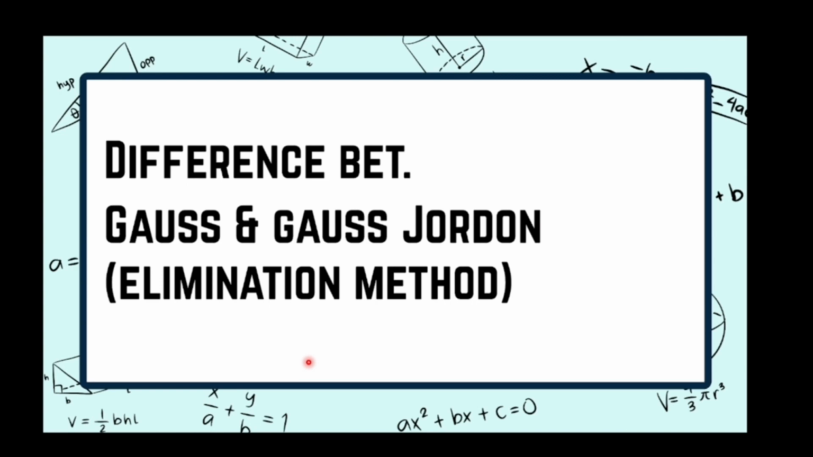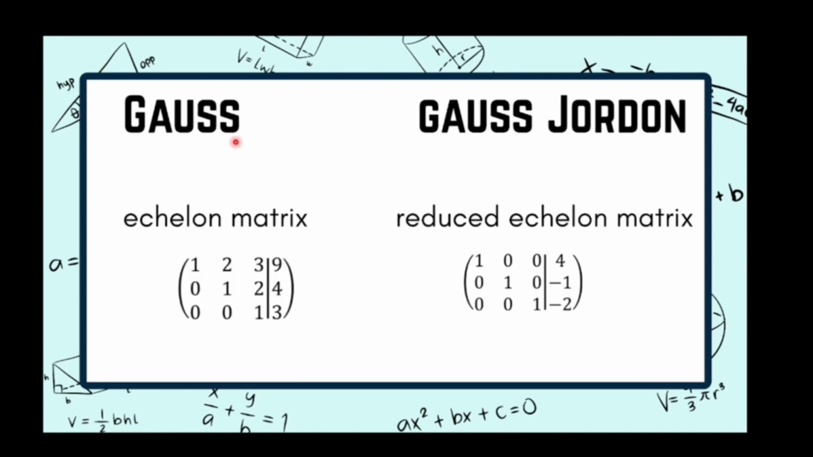Now I'm going to talk about the difference between Gauss and Gauss-Jordan. Gauss uses the echelon matrix, which is like that. This is a sample of an echelon matrix, and Gauss-Jordan will be using the reduced echelon matrix, which is like that. For the echelon matrix, you need to substitute back and do one more round of substitution. But for the reduced echelon matrix, when you substitute back x, y, z, you can directly get the answer. So this is the difference between the two methods.